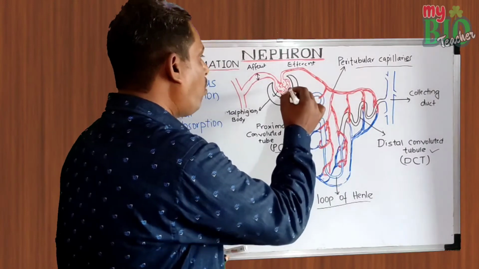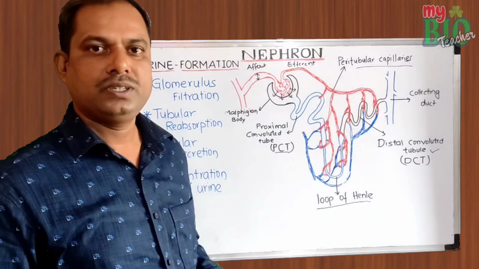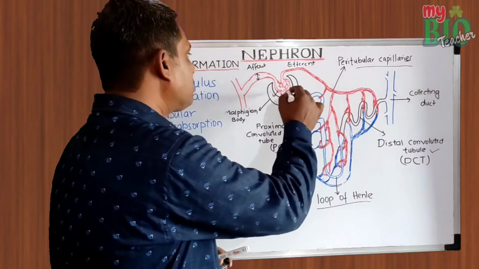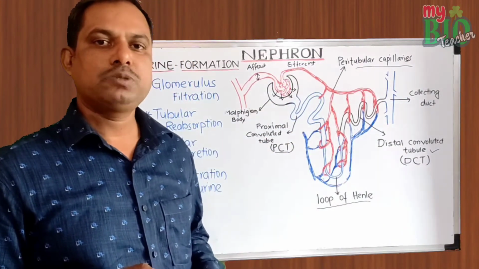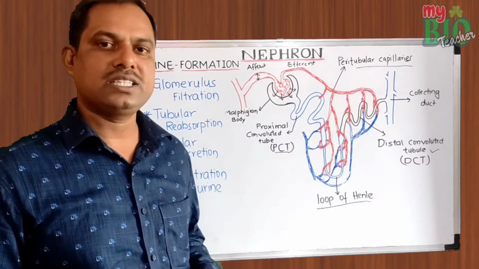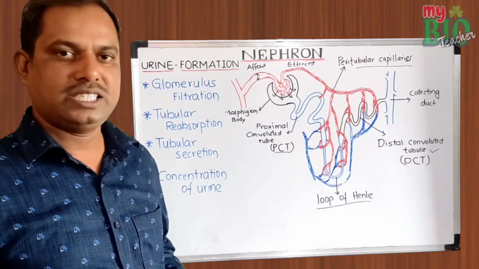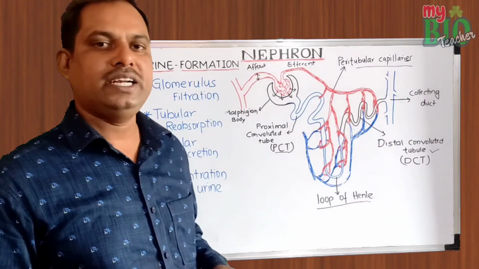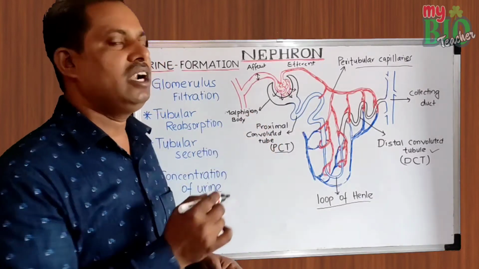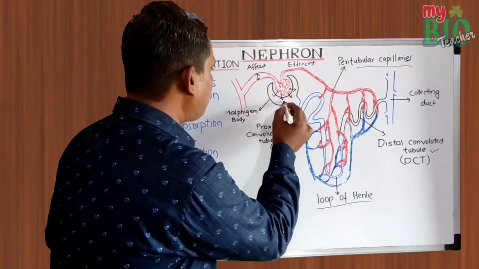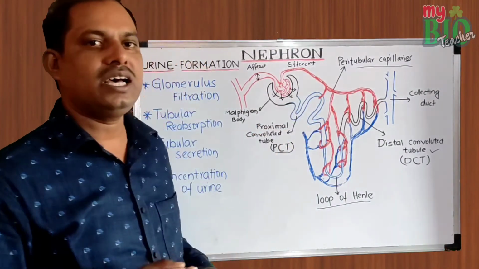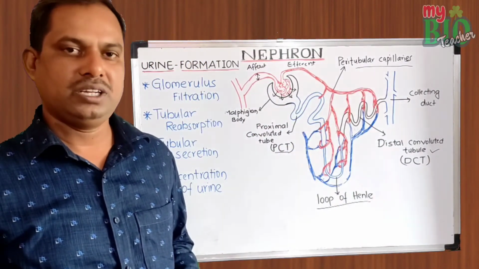Here, the inner walls of the Bowman's capsule are made of specialized epithelial cells called podocytes. These podocytes help in the filtration process. And the liquid which is formed here is called primary urine.